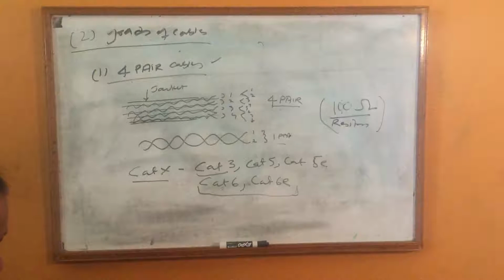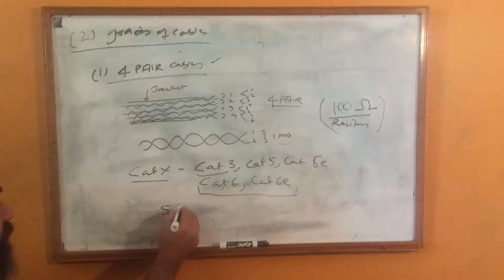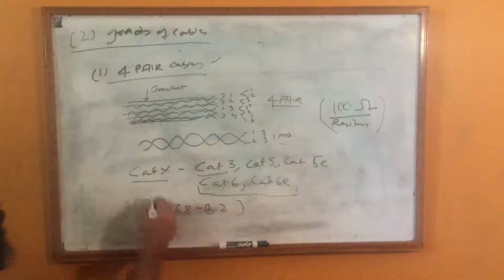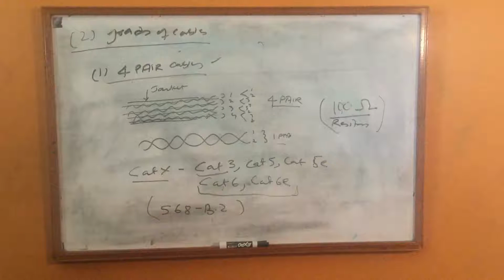So this is a 4-pair 100 ohm category 3, category 5, category 5E cabling media. They also come under a standard, ANSI, TIA, EIA. If you want to remember, it's not important, but it's the 568 B2 standard. I'm just writing it here, but it is not really important. Let's go to the second type of media which is available.